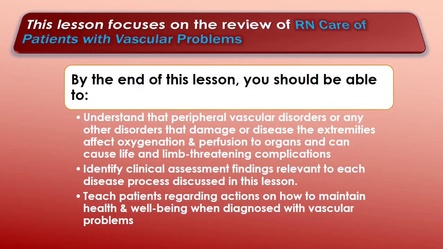By the end of this lesson, you should be able to understand that peripheral vascular disorders or any other disorders that damage or disease the extremities affect oxygenation and perfusion to organs and can cause life and limb-threatening complications. You should be able to identify clinical assessment findings relevant to each disease process discussed in this lesson. You need to be able to teach patients regarding actions on how to maintain health and well-being when diagnosed with vascular problems. This is a very quick review of diseases that you may have covered in a previous medical surgical class.